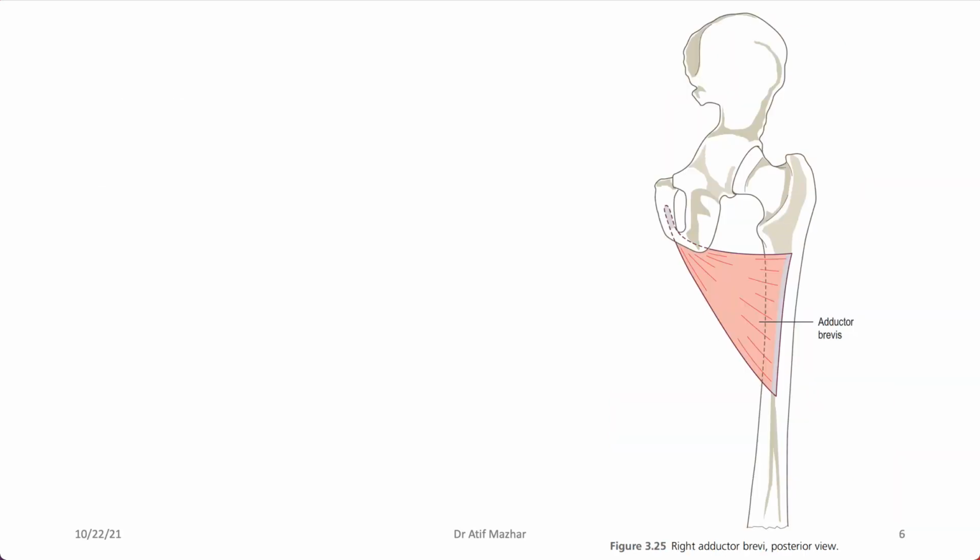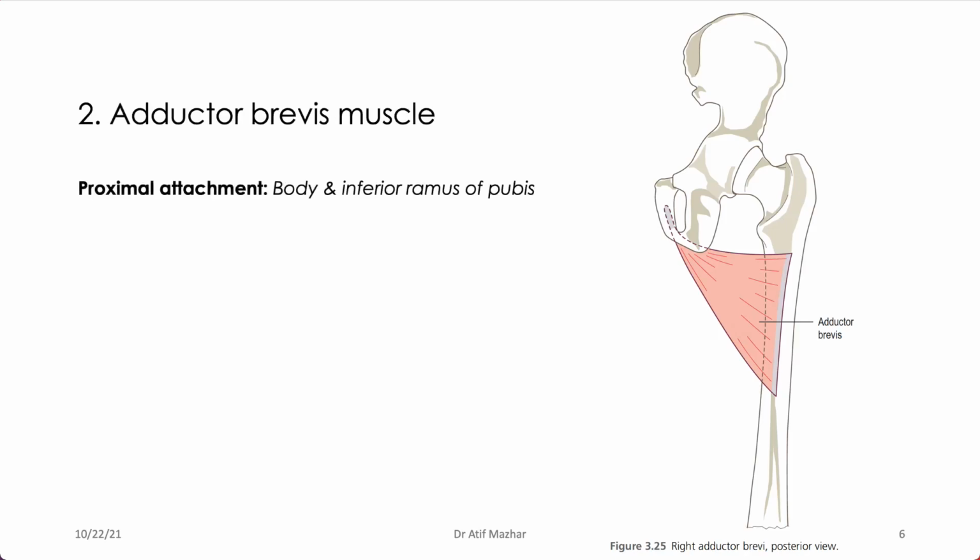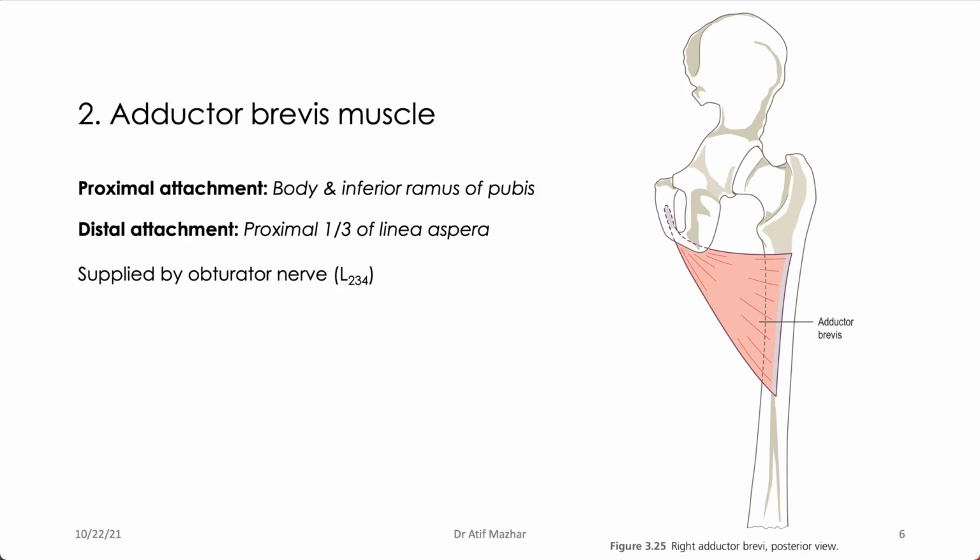And then we are learning about the adductor brevis muscle. Proximally it's coming from the body and the inferior ramus of the pubis. My pubis has a superior and inferior ramus, so it's coming from the body and from the inferior ramus, and distally it is going to the proximal third of the linea aspera. What is this linea aspera? If you look at the posterior surface of the shaft of the femur, you can see there's a raised area. This line is called linea aspera, and many muscles are attached to this line. This muscle is also supplied by the obturator nerve.